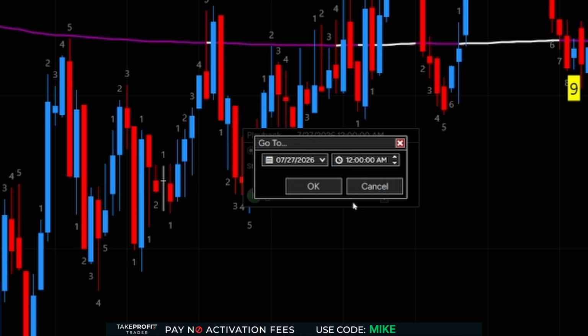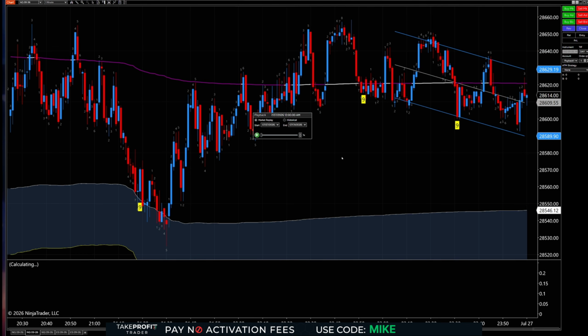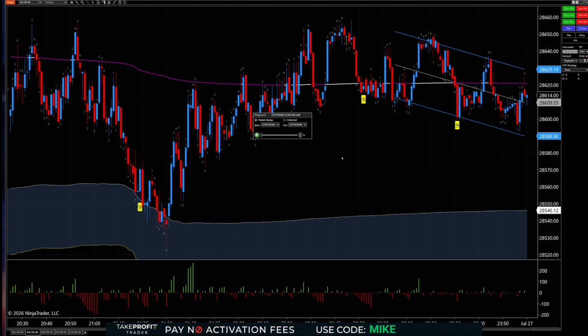Now I'm going to click where it says go to. Under go to, I'm going to select the time at which I want to start. Let's say I want to start at 9:30, at the opening bell. There we go. Now I do need to change this to AM, not PM, otherwise it'll be traded at night. I'm going to simply click OK, and now it's going to load the data on my chart.